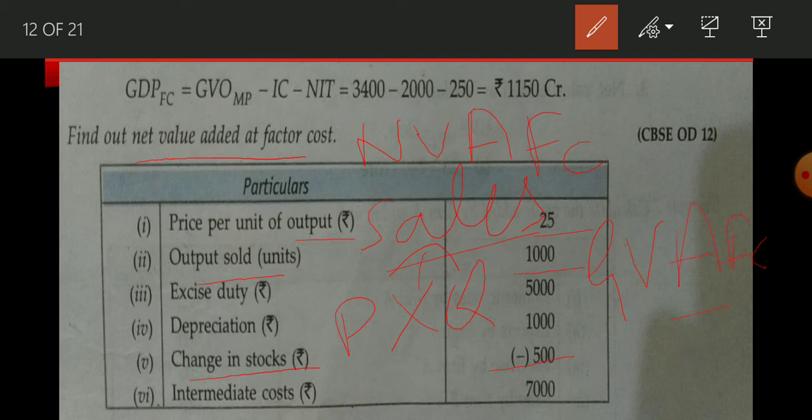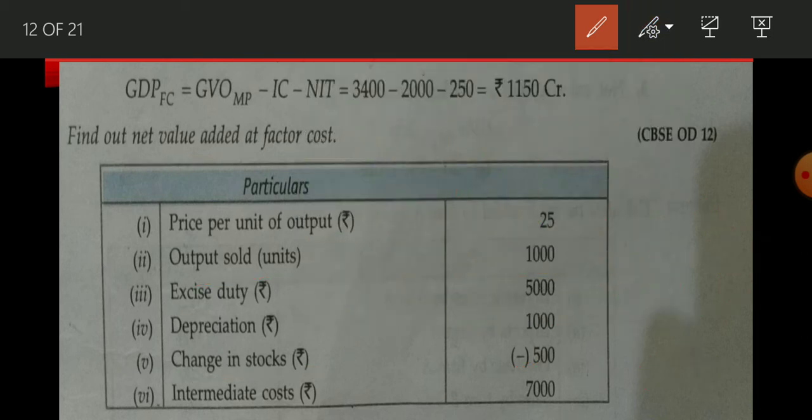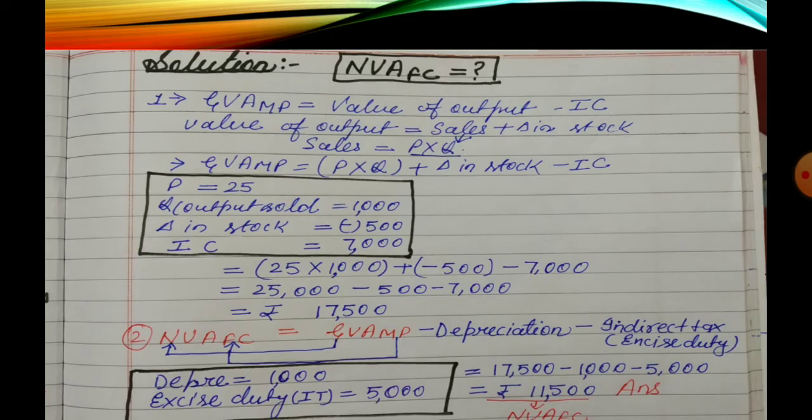Okay, and for getting the value of NVAFC, what we have to do? There is only one difference. We are moving from gross to net, so we have to subtract depreciation. Okay, so I think you have noted down the question. Note it down. Let me do its solution.